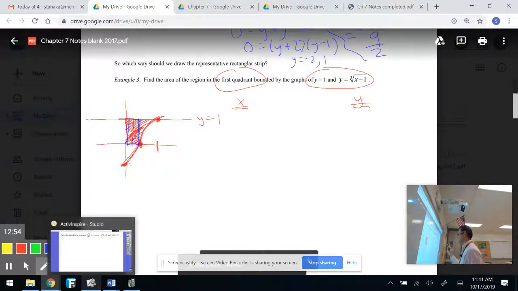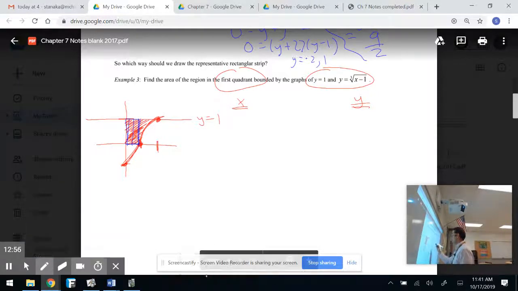Well, let's set up an integral, class. It's in terms of x's. I start at 0 and go to 1, right, class? And then it's going to be the top, which is 1, minus the bottom, which is 0. And it's a dx.